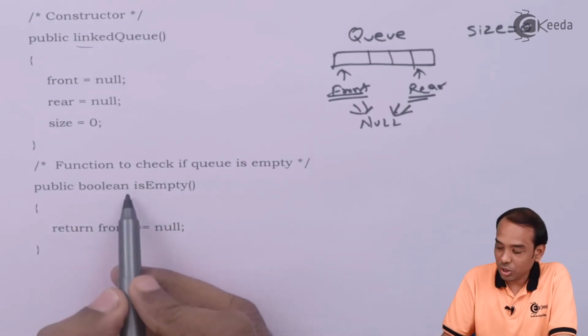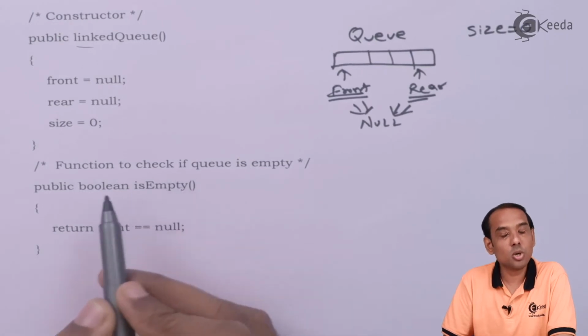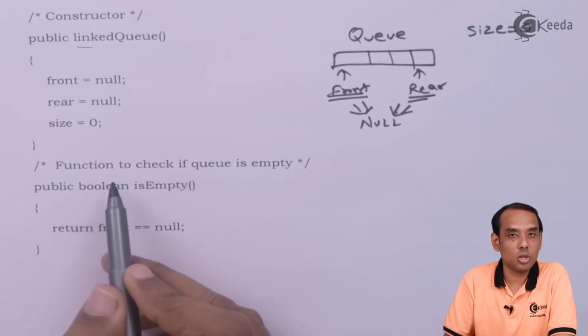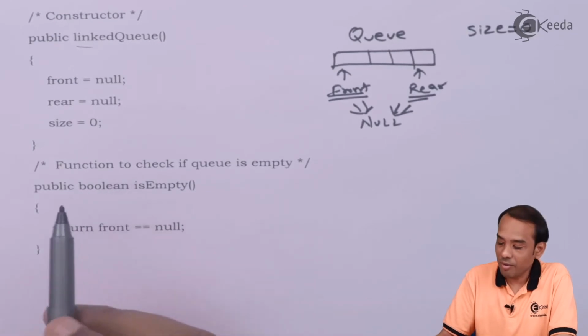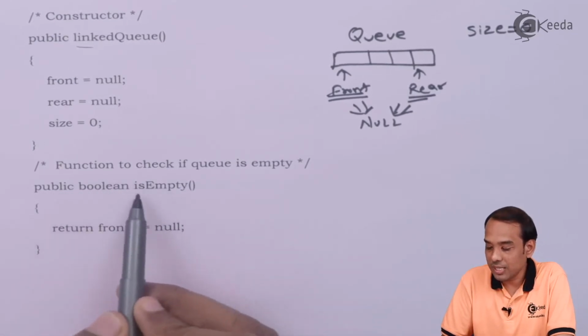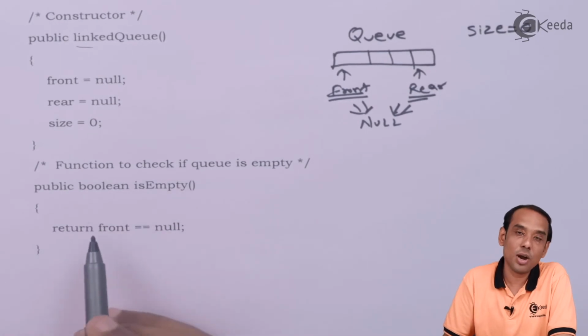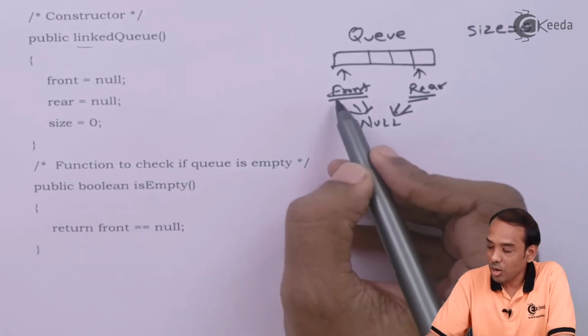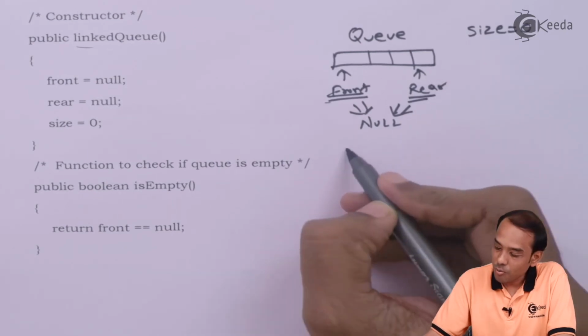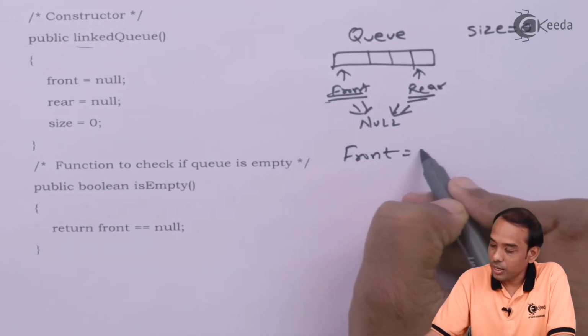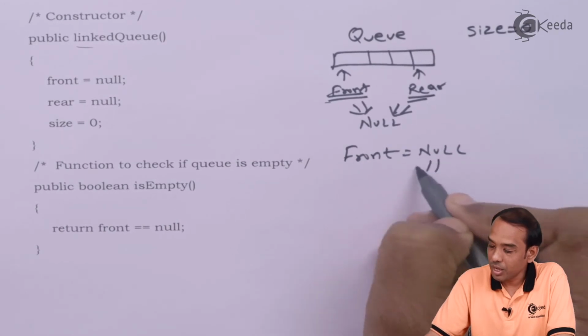So I have defined a function called isEmpty. Now this is going to return which value? True or false. In other words, my return type is going to be boolean. So I have defined a function called public boolean isEmpty, which checks whether front equal to null. This value equal to null means there are no elements present in the queue. So whenever front equal to null, it means the queue is empty.